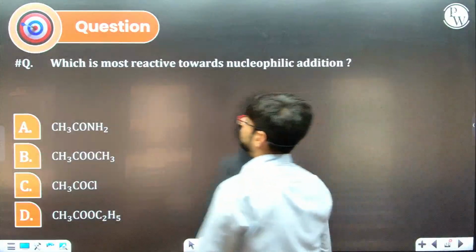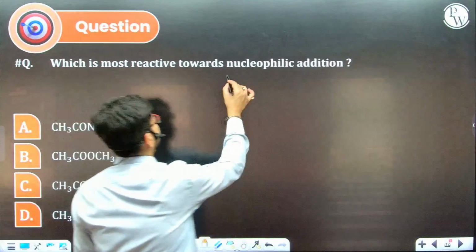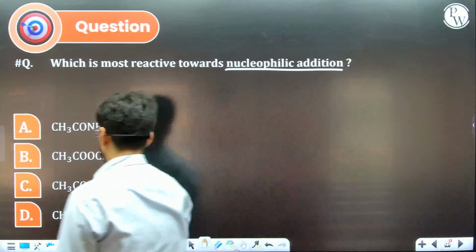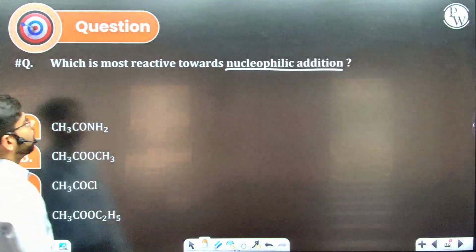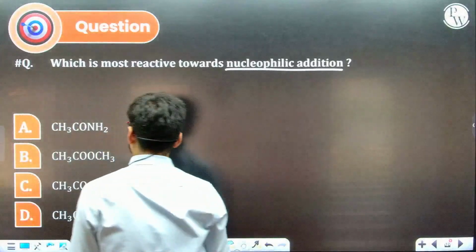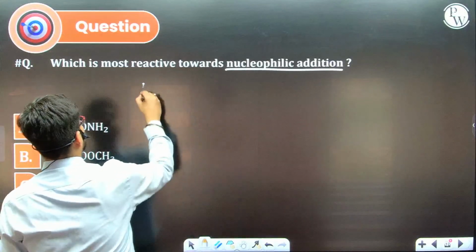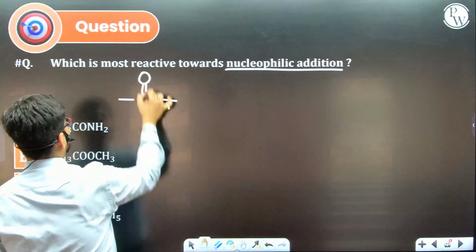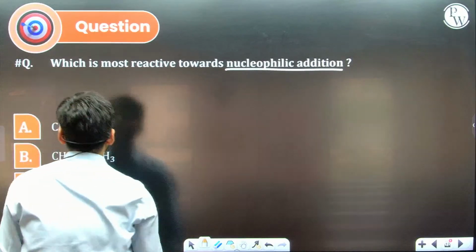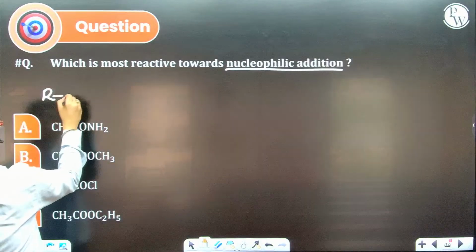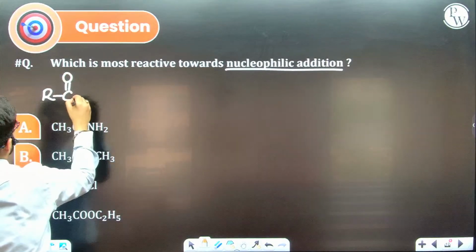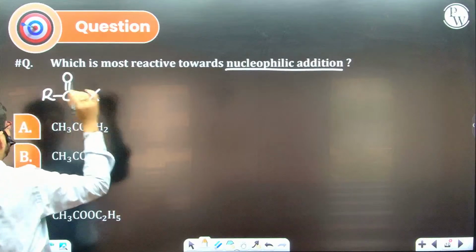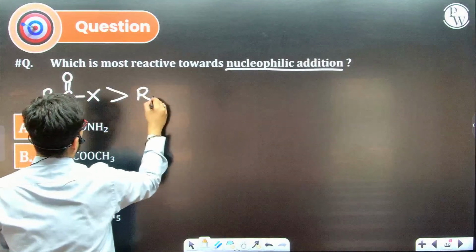Next question. Which is most reactive towards nucleophilic addition? Okay. So again, same thing. If the substance is coming and attacking some species which has a CO group, then we have to talk about the electrophilicity of this carbon, right? Now remember, electrophilicity of this carbon is very high if you have halogen attached to this carbon. So I am giving you the order.